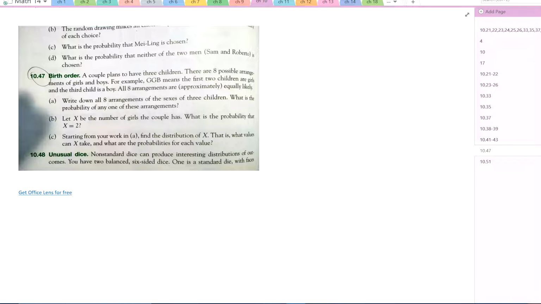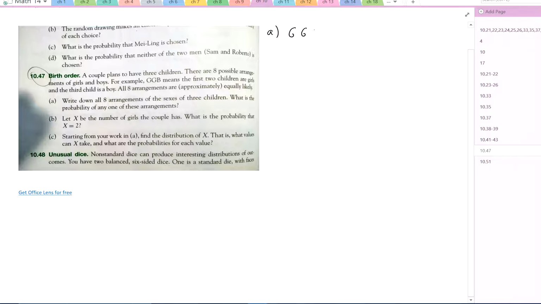Okay, 47. Birth order. A couple plans to have 3 children. There are 8 possible arrangements of girls and boys. For example, GGB means girl, girl, boy. All 8 arrangements are equally likely. You write down all 8 arrangements. Try to do this as systematically as you can.